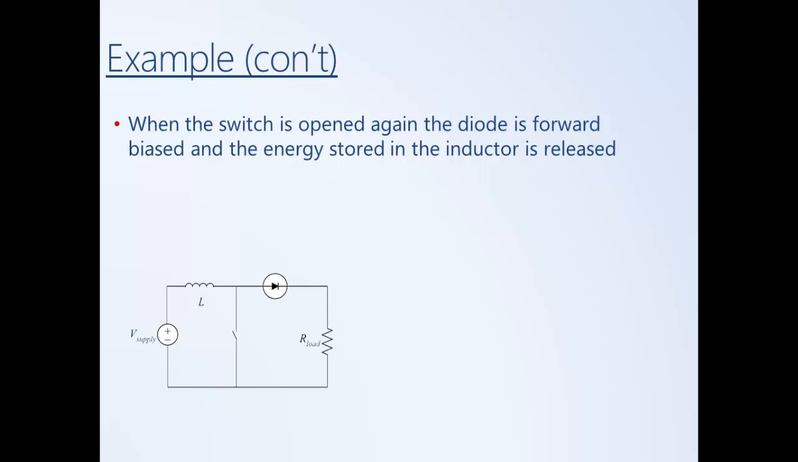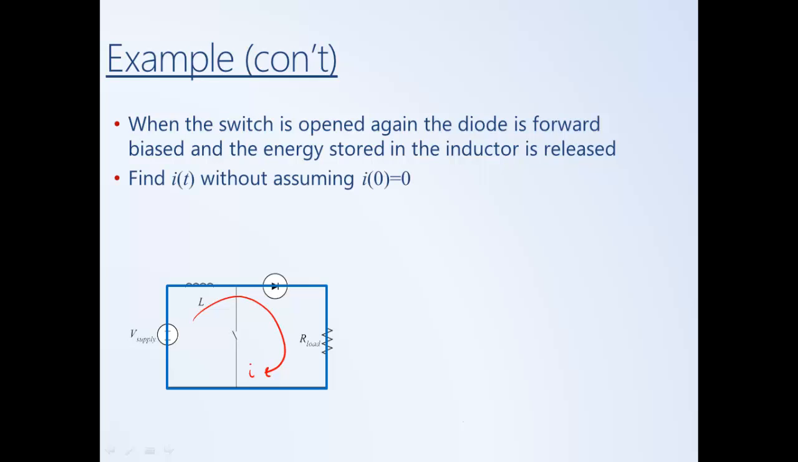Next, we want to look at what happens when the switch is then opened again. So when the switch is opened, the diode is forward biased, and the current flows outside the loop because it can't flow through this middle branch any longer because the switch is open. So what we want to do is find I of t, in this case, in the off state when the switch is open.